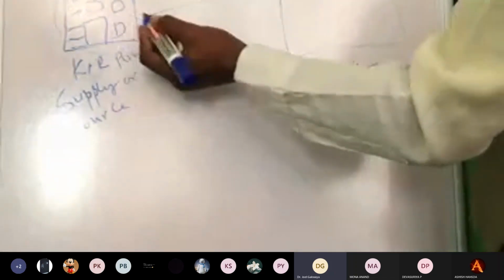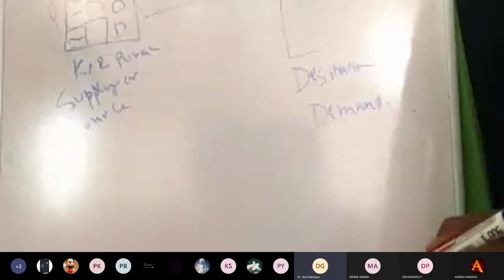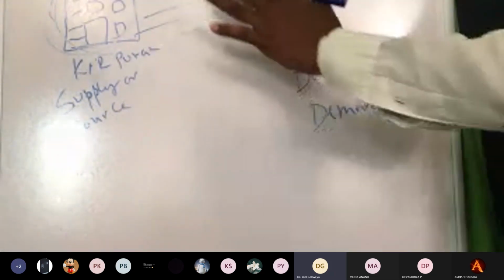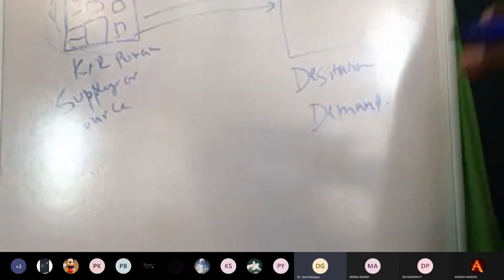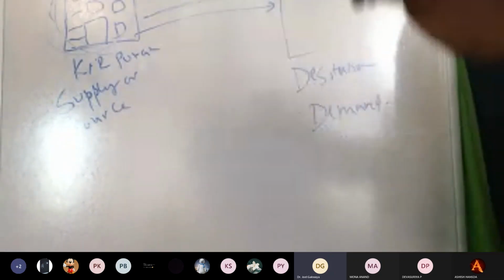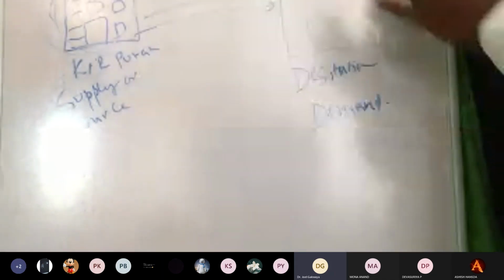Clear? So we want to find the minimum cost of transporting these goods to the destination. From a source to destination, what is going to be the minimum cost? You get it? This is the aim of transportation. The aim of transportation is to find the minimum cost of transportation from a source to a destination. So for this minimum, what do we do?